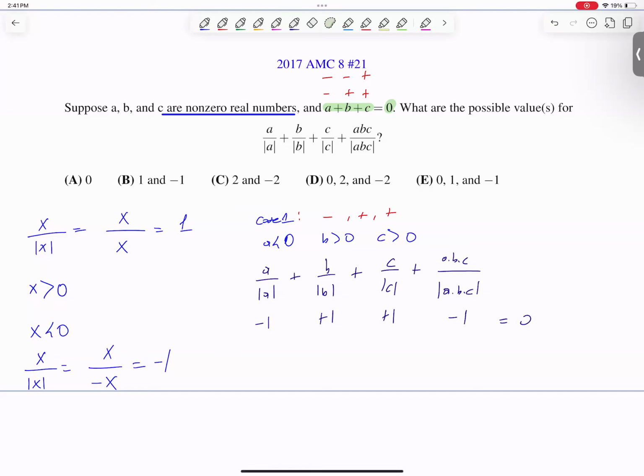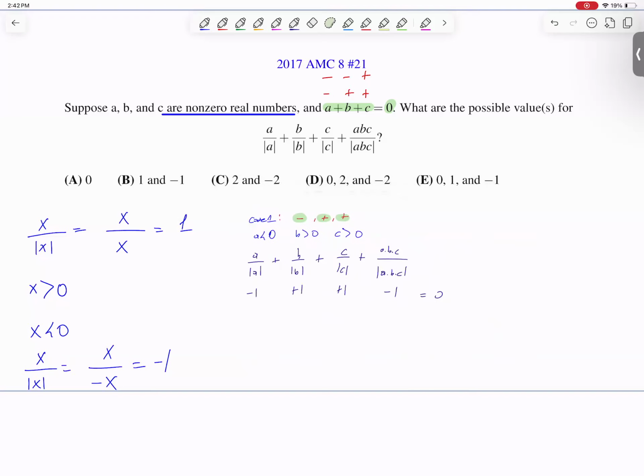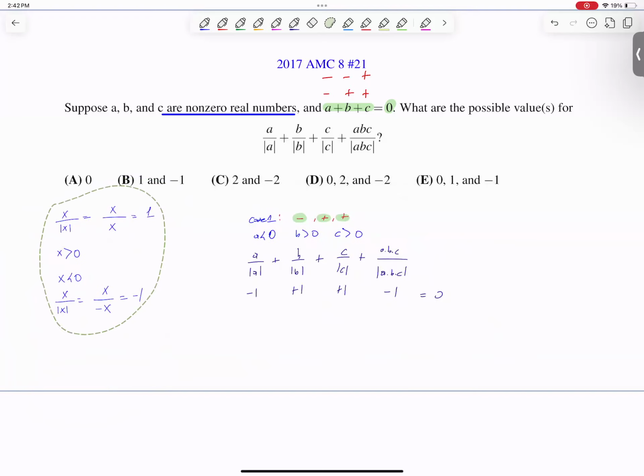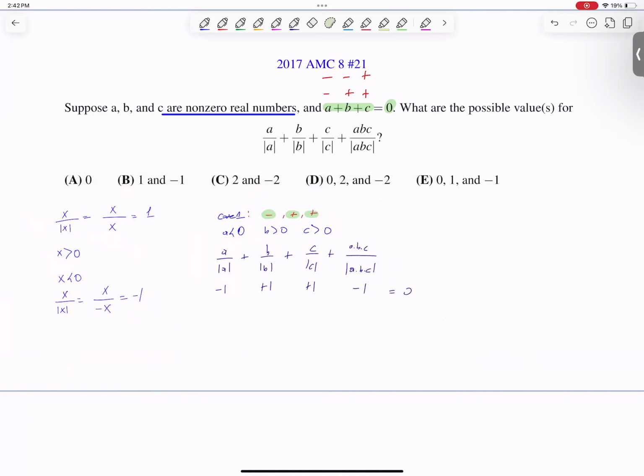If we change the order of the negative, if let's say B is negative and the others are positive, we are going to get the same thing, which is 0. In the second case, what if we have two negatives and one positive?